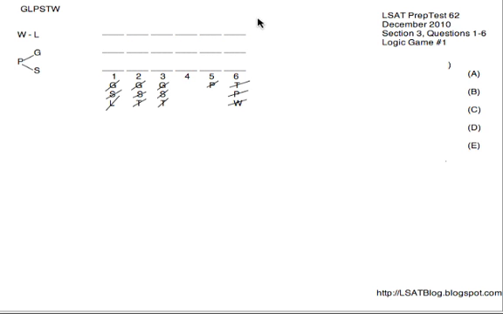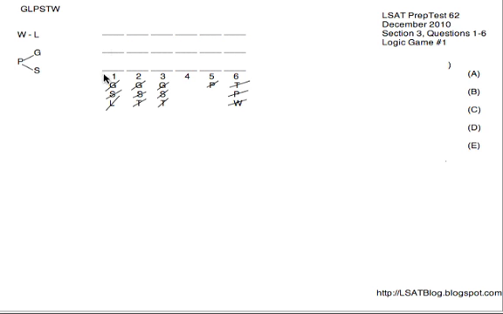Now I've laid out a bunch of stuff here, but I'm going to explain all of that. We've got W occurring before L. We've got P occurring before both G and S. And then we've got neither G, S, nor T can be 2 or 3, so none of G, S, or T can be 2 or 3. And we've got T can't be 6. So I've laid out a few other restrictions here.